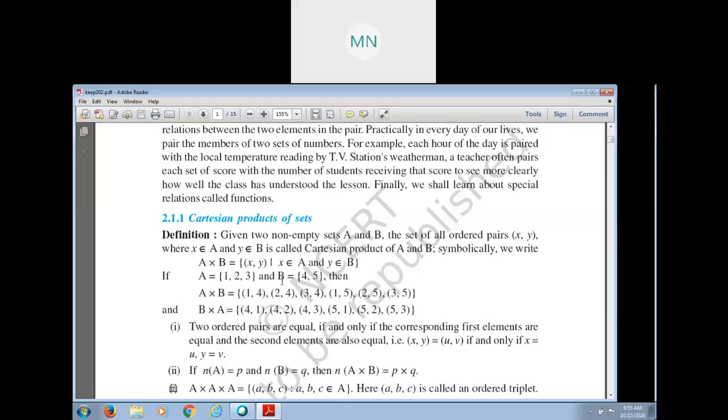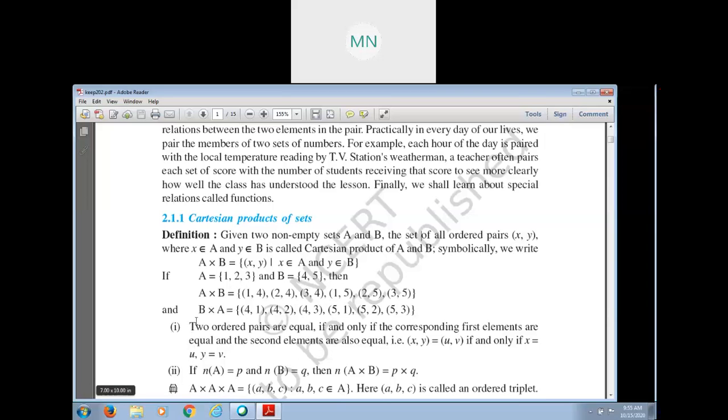But in the case of union and intersection, A union B equals B union A. Both are the same. And A intersection B is also the same as B intersection A. So we can say that the commutative law holds for union and intersection, but does not hold for the Cartesian product, because A cross B does not equal B cross A.